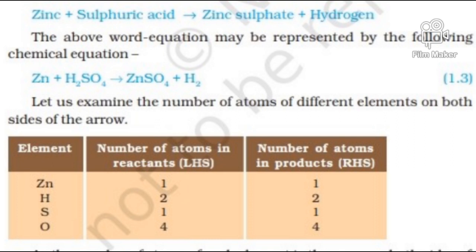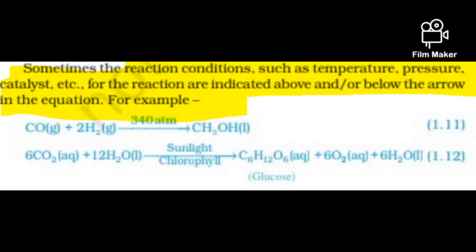But here we are writing manually, so we need to balance the equation manually. So after balancing, we need to write the states of the substances that are used or that are formed. So we show their state as gaseous, that means they are in gaseous state. If they are solid, we write S. If they are liquid, we write L. And if they are dissolved in water, we write aqueous, AQ.